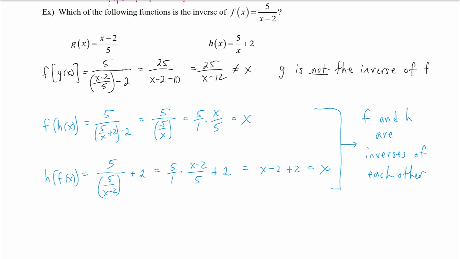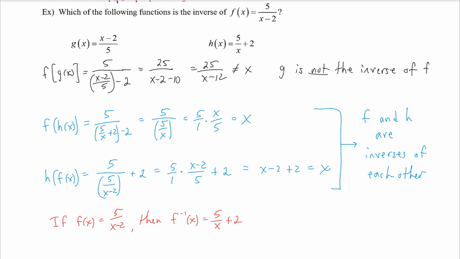In other words, I can now write, if f of x is 5 over x minus 2, then its inverse, which we write as f with a little -1 in the superscript, is 5 over x plus 2.